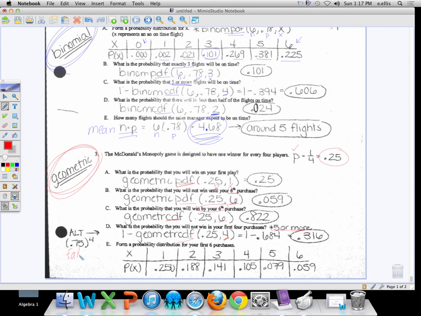E wants a probability distribution for the first 6 purchases. So we've got 1 all the way through 6 here. You're going to do geometric PDF. Tables are always PDF. To fill it all out, you get 0.250, 0.188, 0.141, 0.105, 0.079, and 0.059.